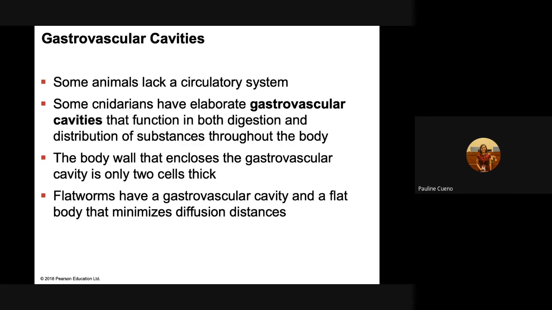So ano ba yung mga nidarians? Ang nidarians po ay mga jellyfish. Another example ng may gastrovascular cavity, poriferans, or yung mga sponges. Si SpongeBob po, siya ay under phylum Porifera. And then, the body wall that encloses the gastrovascular cavity is only 2 cells thick. And then there are also the flatworms, which have gastrovascular cavity and a flat body that minimizes diffusion distances.